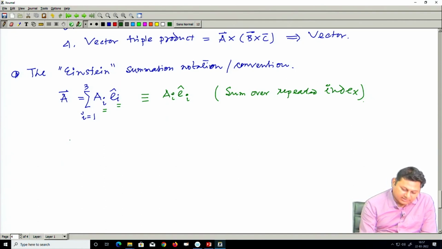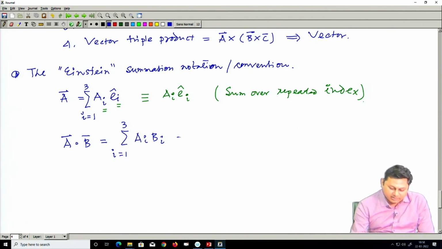I can give you another example, and that is A dot B. This is essentially the sum over i from 1 to 3 of A_i B_i. A_i and B_i are the components, and this you can simply write in Einstein summation convention. It should be simply A_i B_i.